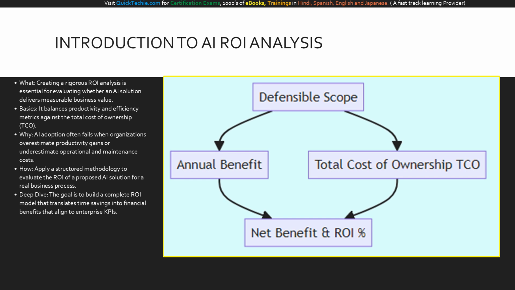Why must we do this? AI adoption often fails because organizations either overestimate their productivity gains or severely underestimate their operational and maintenance costs. Therefore, our analysis cannot just be a wild guess.